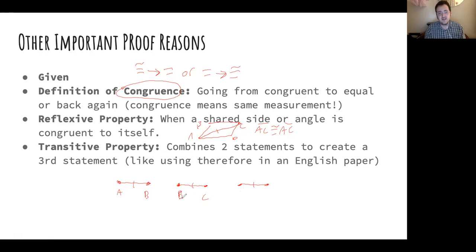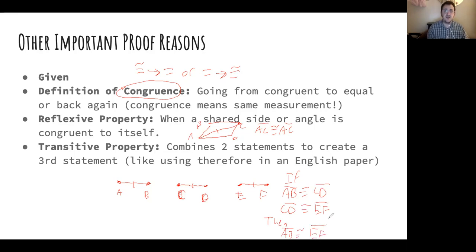Actually, we'll call this C and D and E and F. So if AB is congruent to CD, and CD is congruent to EF, then AB has to also be congruent to EF.